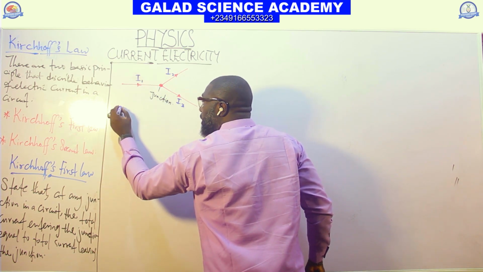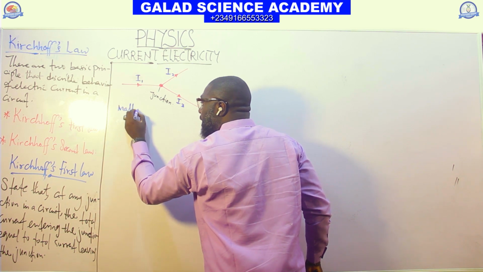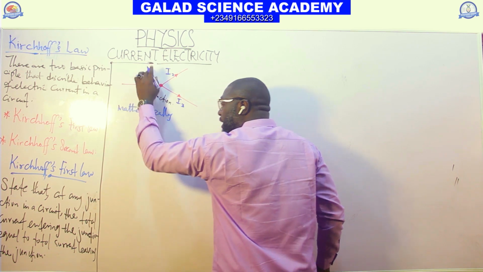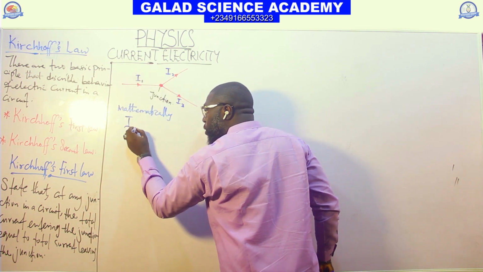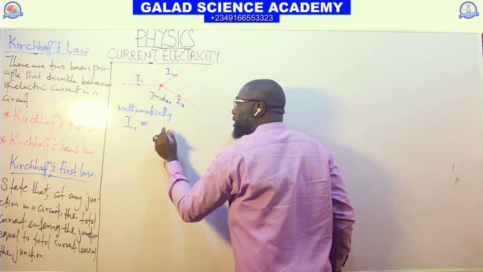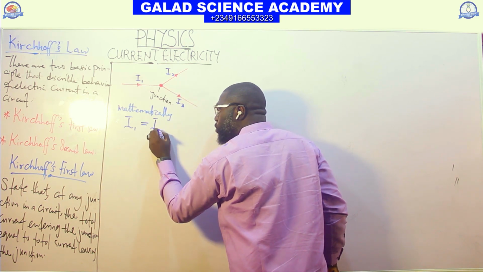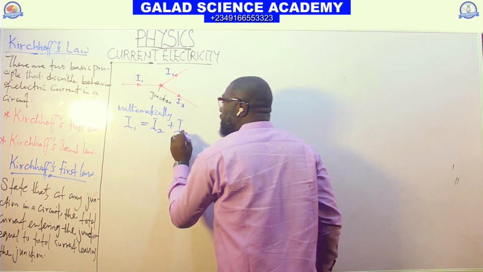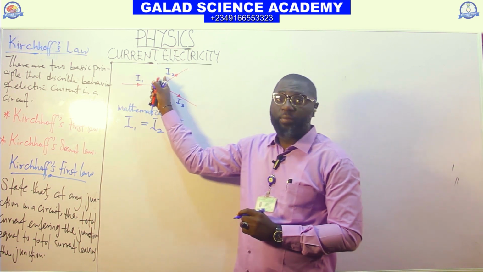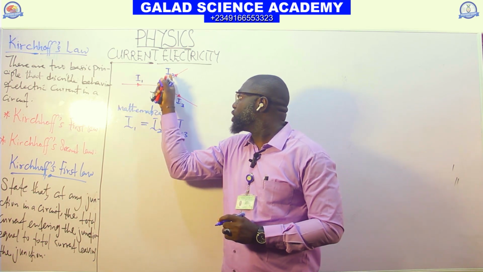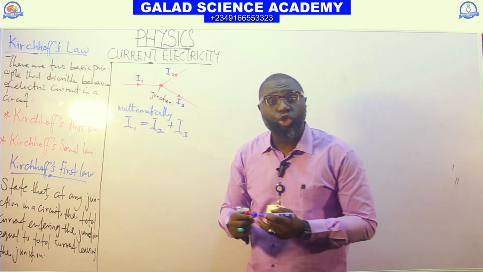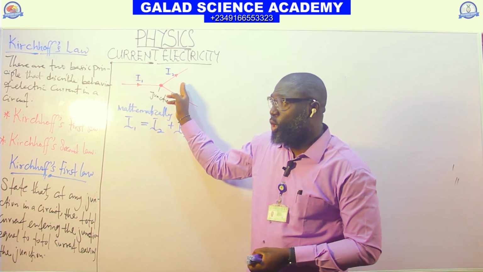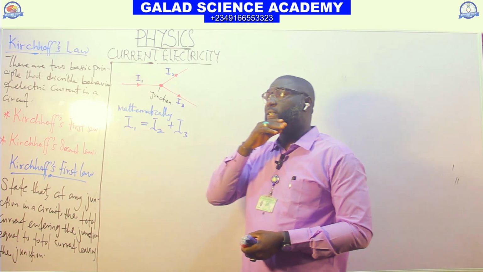Mathematically, I1 will be equal to I2 plus I3, because it is I1 that splits into I2 and I3. The sum of the currents entering a junction is equal to the sum of the currents leaving the junction.